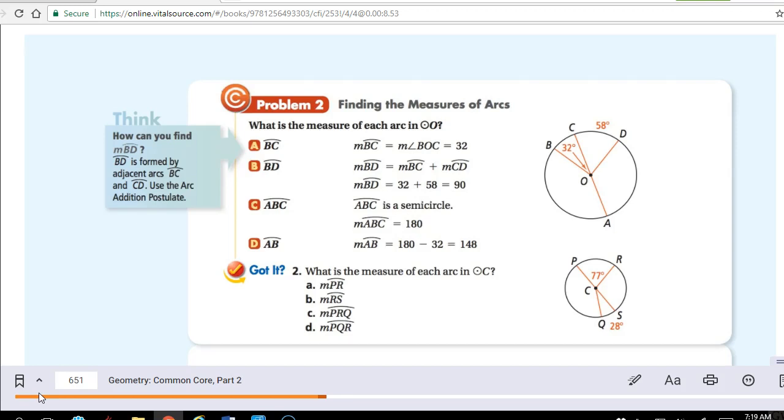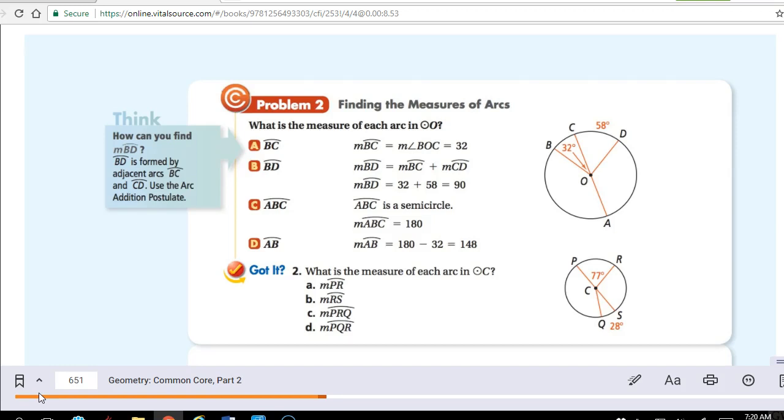That means that the measure of arc ABC, being a half circle, is going to be equal to 180. Now, if we want to know the measure of AB, which is just from here to here, remember we just established that halfway around was 180, and then we've got this little piece right here that's 32. So if we take 180 and subtract away the 32, we're left with what it's asking for, which is AB. That happens to be 148. So the measure of arc AB is going to be 148 degrees.